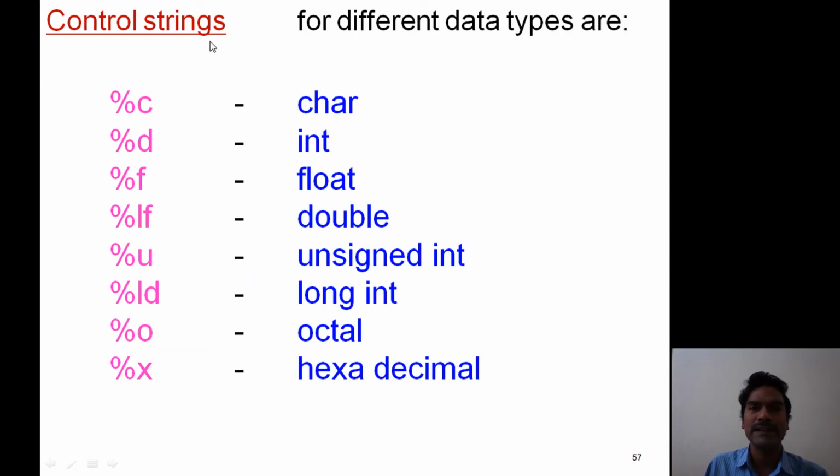Now observe these control strings. %c is a control string used for char data type. %d for int data type. %f for float. %lf for double. %u for unsigned int. %ld for long int. %o for octal, and %x for hexadecimal.